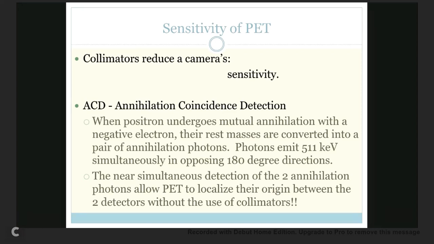So it was basically what I was saying, that the fact that they go in those opposite directions, you don't need the collimators to be able to detect those photons being emitted, or captured, I guess you could say, by those detectors. Okay?